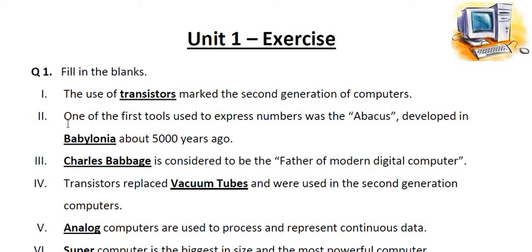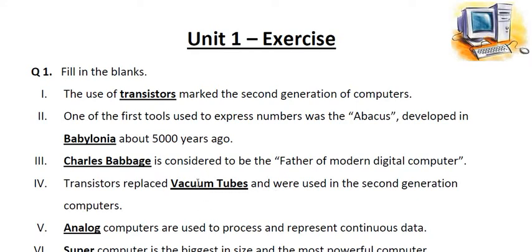Second fill in the blank is one of the first tools used to express numbers was the abacus, developed in Babylonia about 5,000 years ago. So it was developed in Babylonia. Third fill in the blank is Charles Babbage, who was a scientist, is considered to be the father of modern digital computers. Fourth fill in the blank is transistor replaced vacuum tubes and were used in the second generation computers.